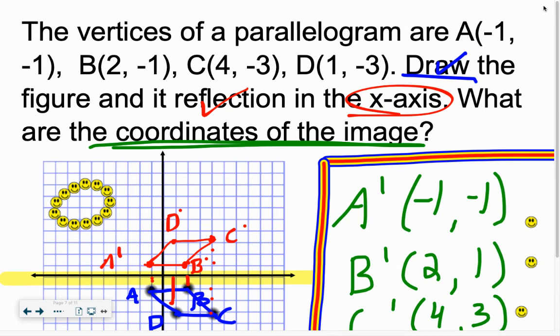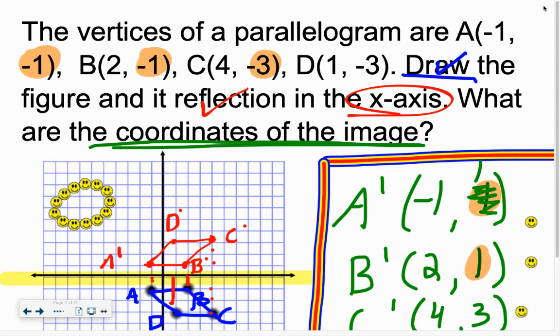Notice we started at -1, -1. So when we flipped it over or reflected over the x-axis, it should be at -1, +1. Uh-oh, Mr. Walls made a mistake. I've told you very often that I will make mistakes in class and out of class. So when we look at that, that actually needs to be a +1. Make it a +1. Because when we look at B, we're at 2, -1, flipping it over the x-axis. It's now at the opposite, a +1.